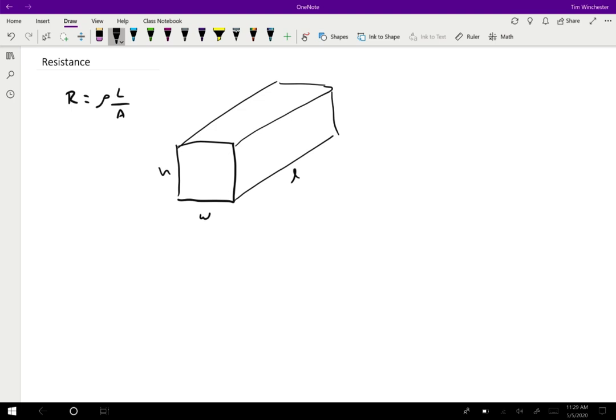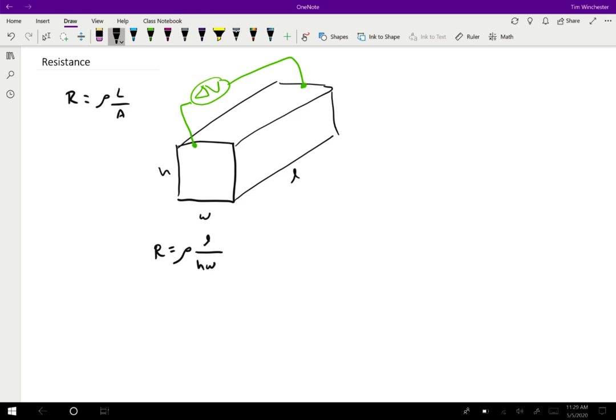So if I wanted to calculate the resistance of this object, well, let's say that I attach some potential difference between the two ends. So I'll attach one end here and one end here, and maybe I make those be at some potential difference, maybe a volt or 5 volts. Well, if that's the case, then the resistance of this object is going to be equal to the resistivity times the length, which is L in this case, divided by the area, which will be H times W.